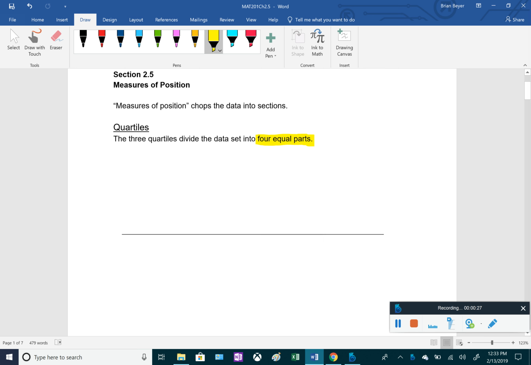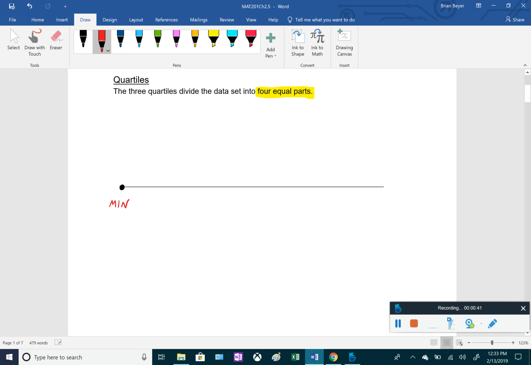So let's pretend like our data is in a straight line here. And we have this value all the way at the end. This is going to be the minimum data entry, so the smallest data entry. The data entry all the way at this end would be the maximum, so just the largest, because they're in order. And we know that the middle piece right here would be the median, right? We're going to call this the second quartile though. So I'm going to put Q2.